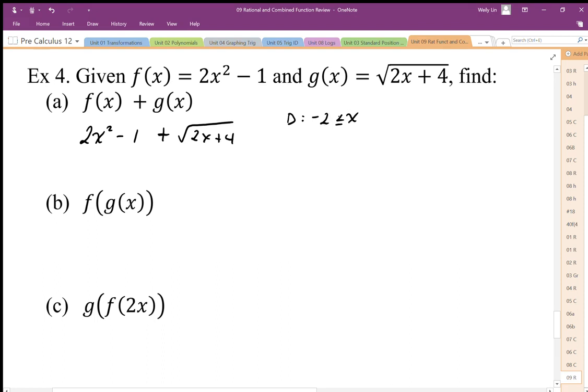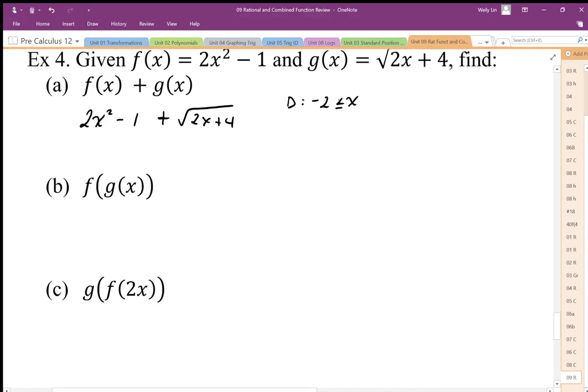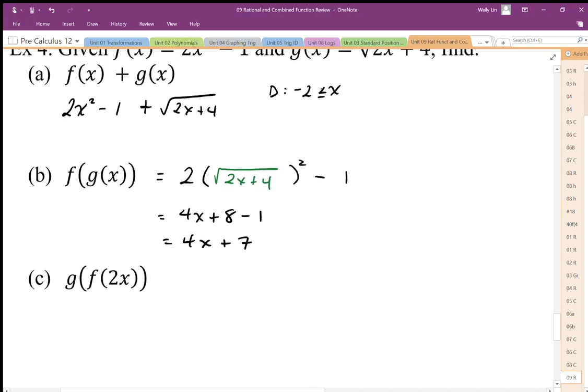Here we have an embedded function. So we have g inside f. When we do that, we're going to end up with 2x squared minus 1, and inside that, we're going to embed the g function, which is the square root of 2x plus 4. We can simplify that. The square root and square cancel out, so we end up with 4x plus 8 minus 1, so 4x plus 7.